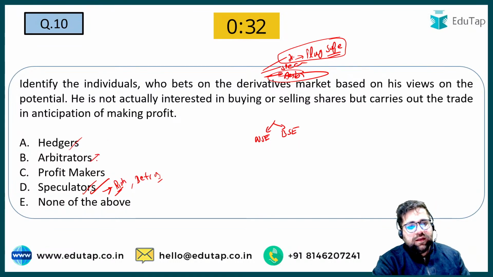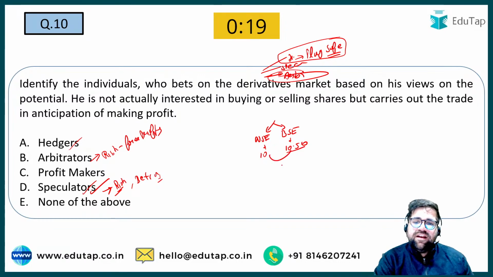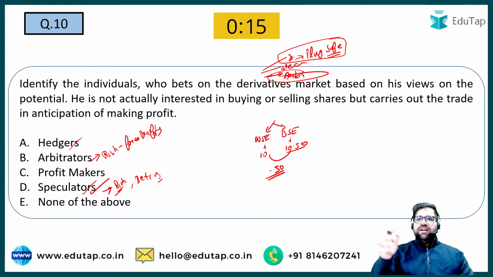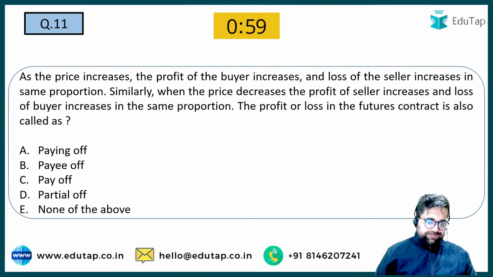Arbitrators basically have the potential to make risk-free profits. Like if I am buying at NSE for rupees 10 and if I am selling at BSE for rupees 10 and 50 paisa, then definitely per share I am having the profit of 50 paisa. So it's like risk-free profit. Moving ahead to question number 11 now.